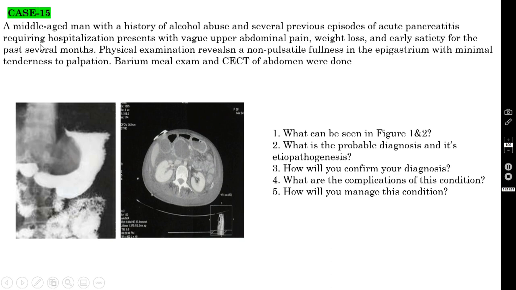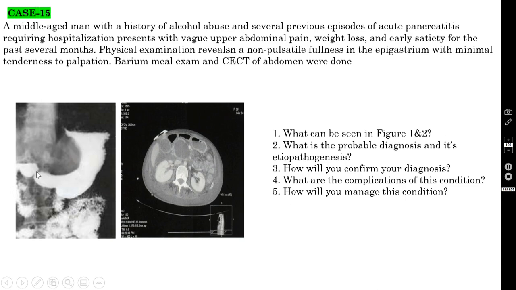Case number 15. A middle-aged man with a history of alcohol abuse and several previous episodes of acute pancreatitis requiring hospitalization presents with vague upper abdominal pain, weight loss, and early satiety for the past several months. Physical examination reveals a non-pulsatile fullness in the epigastric region with minimal tenderness to palpation. Barium meal exam and CT of the abdomen were done and shown here. What can be seen in figures 1 and 2?